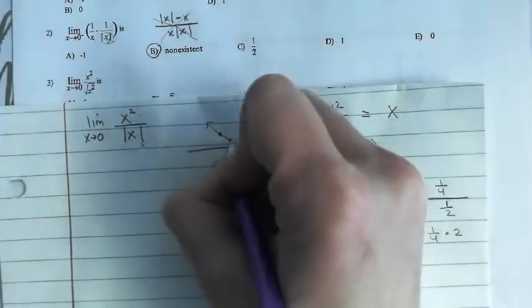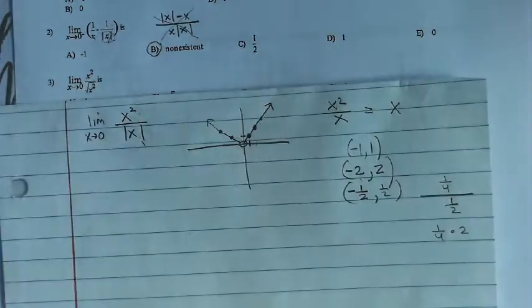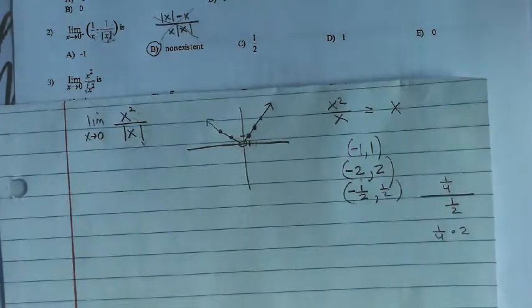And so is there a jump? No. There was obviously the potential for a jump, but after further exploration, we see that this is a removable discontinuity. And the limit as you approach 0 does exist. It is 0.